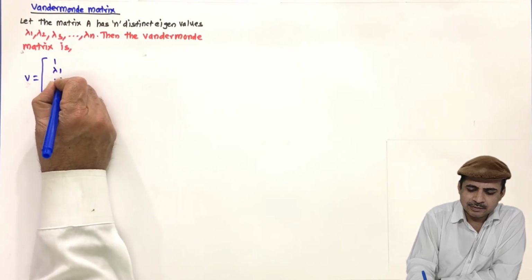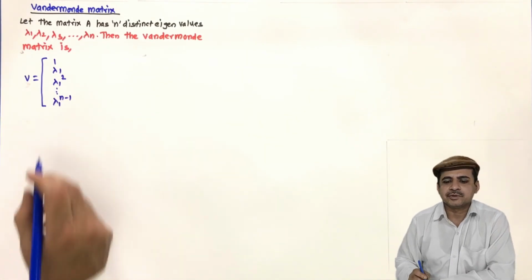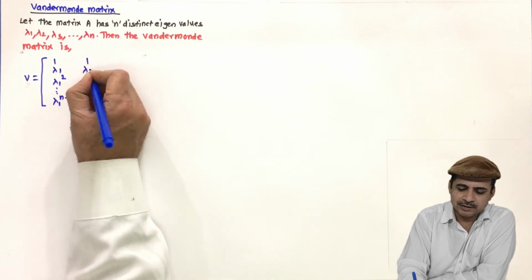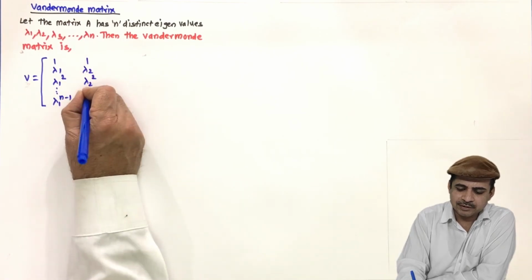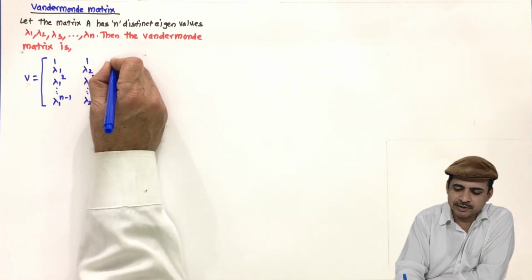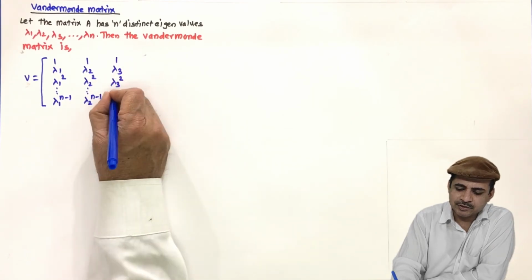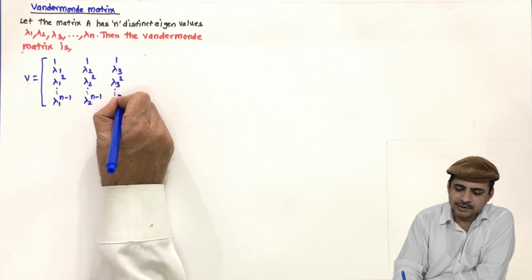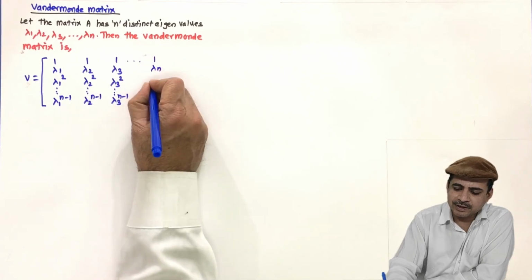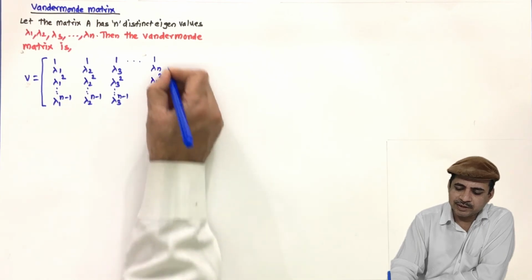1 lambda 1 square, so on up to lambda 1 raised to n minus 1, the first column for first eigenvalue. Then second column 1 lambda 2 square, so on up to lambda 2 raised to n minus 1, the second column. Similarly, the third column 1 lambda 3 square, so on up to lambda 3 raised to n minus 1, and this will be till the end 1 lambda n square, lambda n raised to n minus 1.